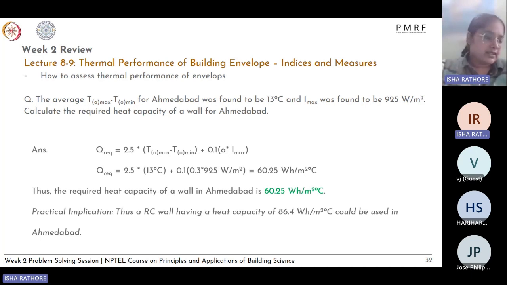So now we see that a reinforced concrete wall has a heat capacity of 86.4 watt-hour per meter square Kelvin, which is higher than the required heat capacity of a wall in Ahmedabad. So the RC wall can be directly used in Ahmedabad, and its thermal performance is going to be equivalent to the required heat capacity. Okay, so this is the practical implication. This is how you can select materials based on the required heat capacity.